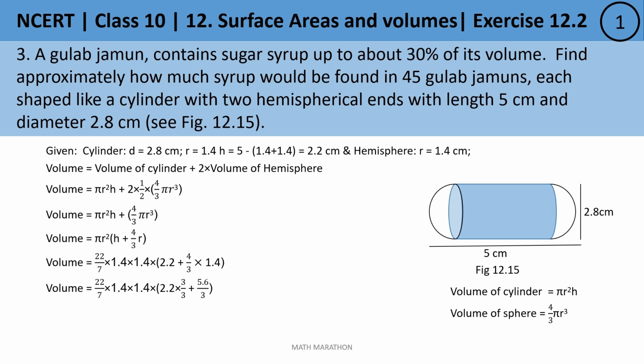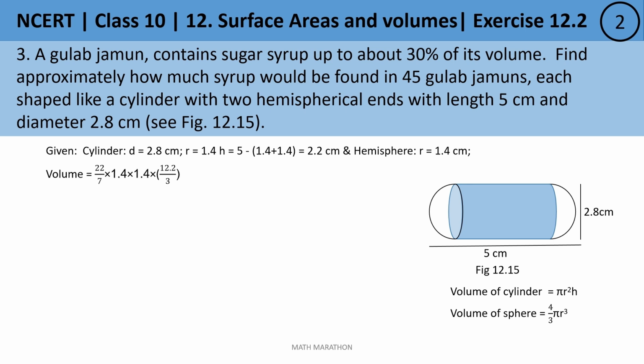First, let us do the math within bracket. To do some operation in the numerator, we need to have common denominator. So, 2.2 is multiplied by 3 by 3. 6.6 plus 5.6 is equal to 12.2. In numerator and denominator, we have 7. We can cancel out 7.